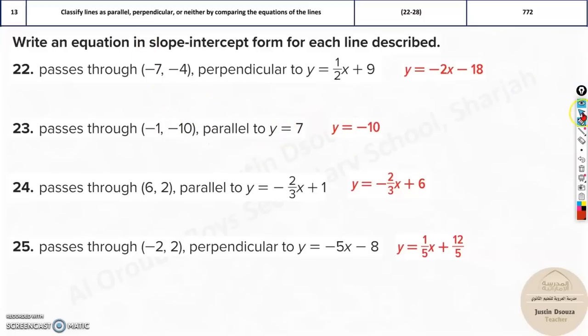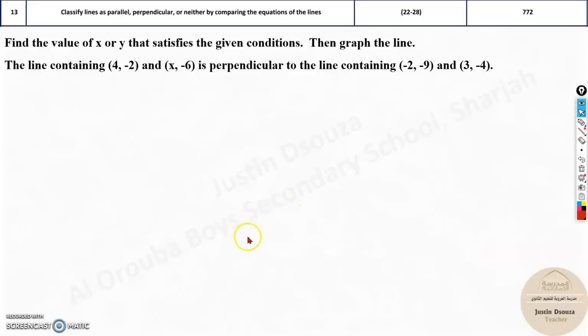Otherwise, you can do what we just now followed. M is 0 over here, 0x plus 7. That's it. And then you can use it. So this is the thing. Over here parallel, so the slope is same. Please do solve it by yourself. And then we have another type of problem.